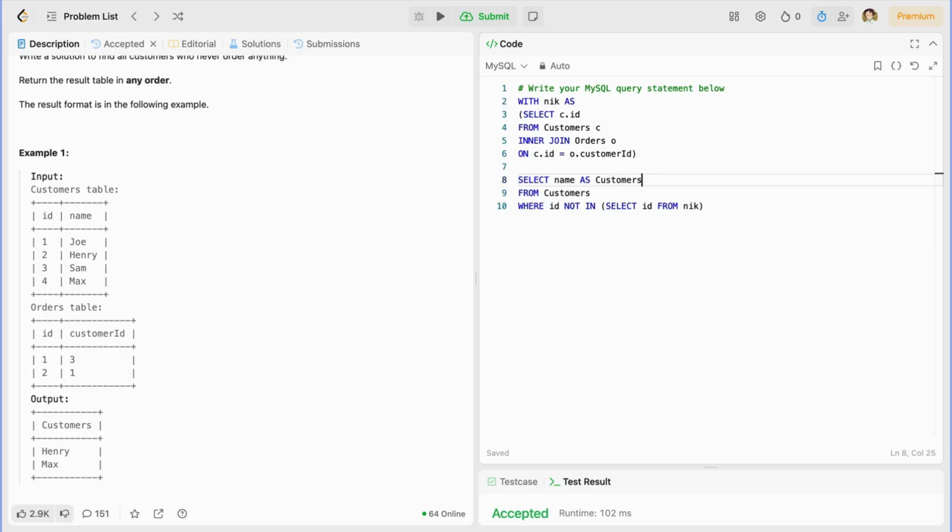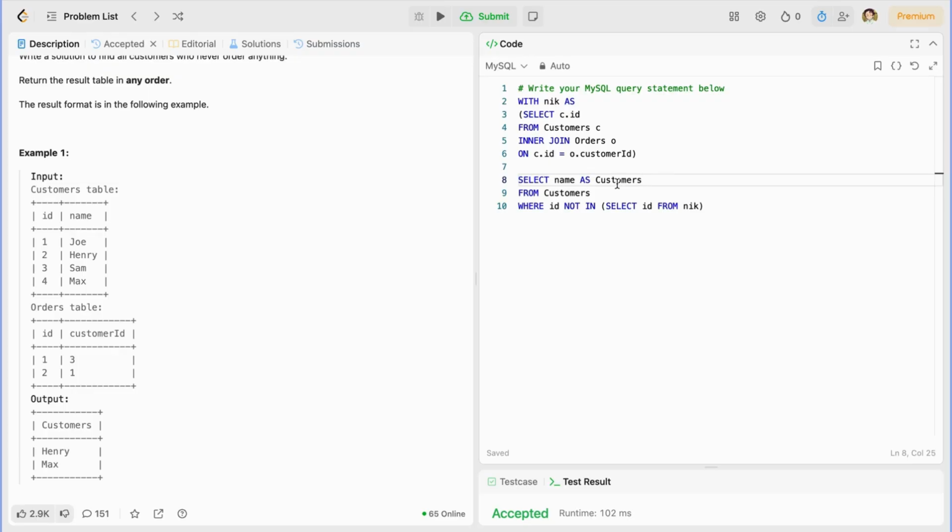Let me explain it to you. First, I performed an inner join between the customers table and the orders table. After performing the inner join, this table will have only the IDs of customers who have ordered. Why did I consider ID? Because ID is the primary key and is unique for each person. The person's name can repeat, but the ID is unique. That's the reason I have taken ID, and I have stored it in a table called nick.